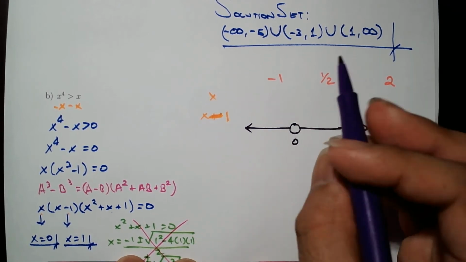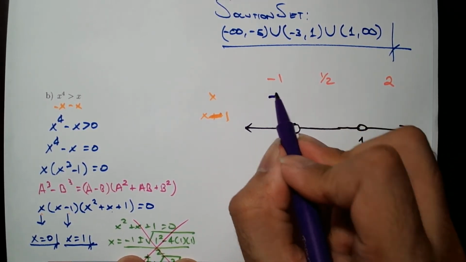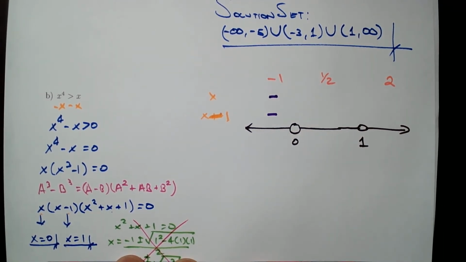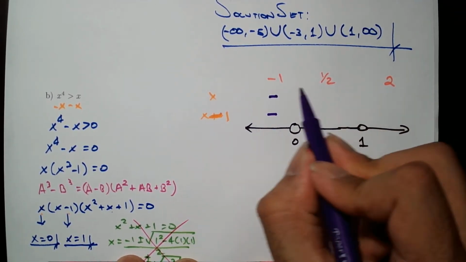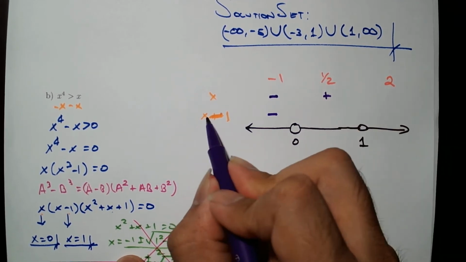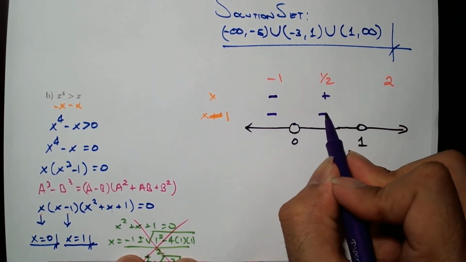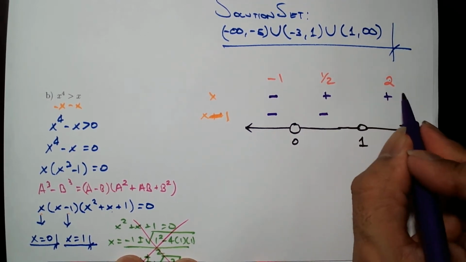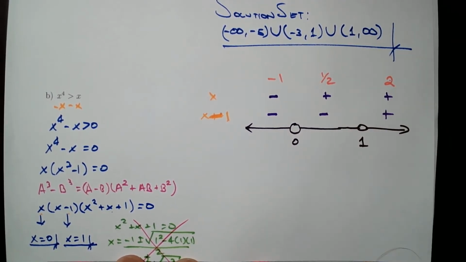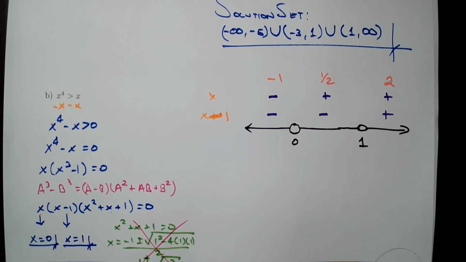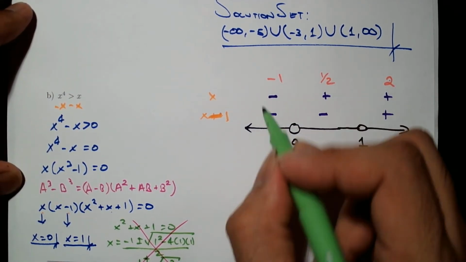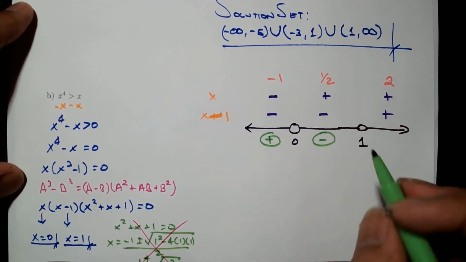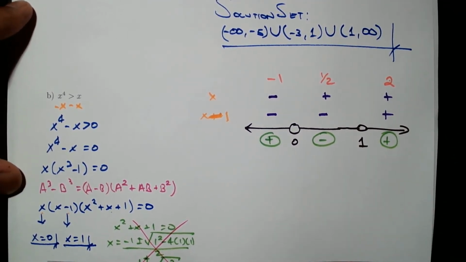So -1, plug it in x. That's going to be negative. -1 minus 1 is also negative. Positive 1/2, plug it in x. That's a positive 1/2. 1/2 minus 1, that's a negative 1/2. 2, plug it in x, that's a positive, and 2 minus 1 is positive. So when we multiply the overall signs, that's negative times a negative, which is positive. Positive times a negative, which is negative, and the product of the positives is positive.